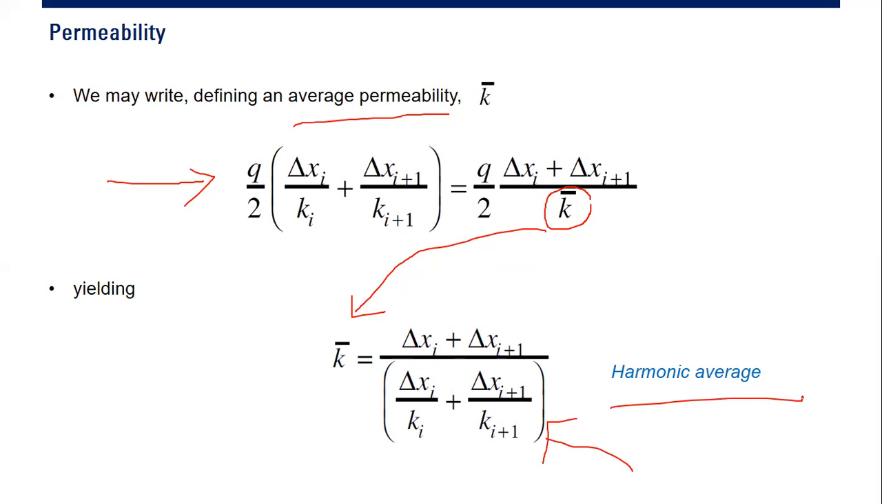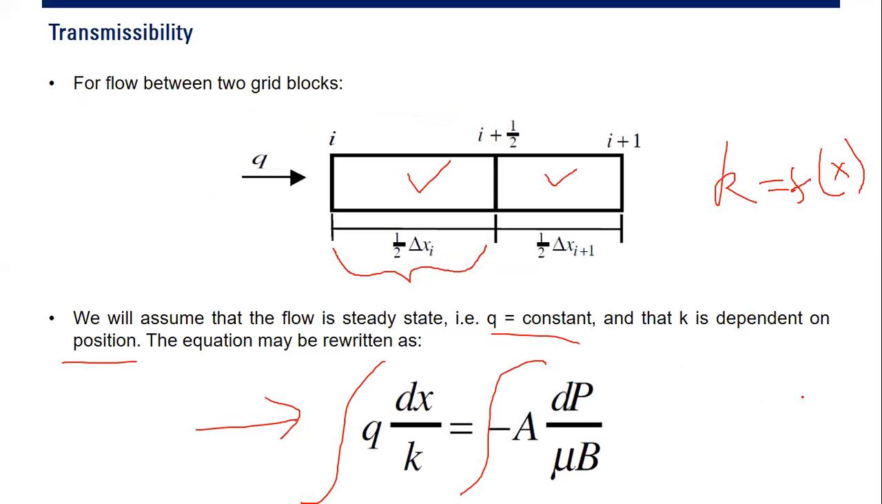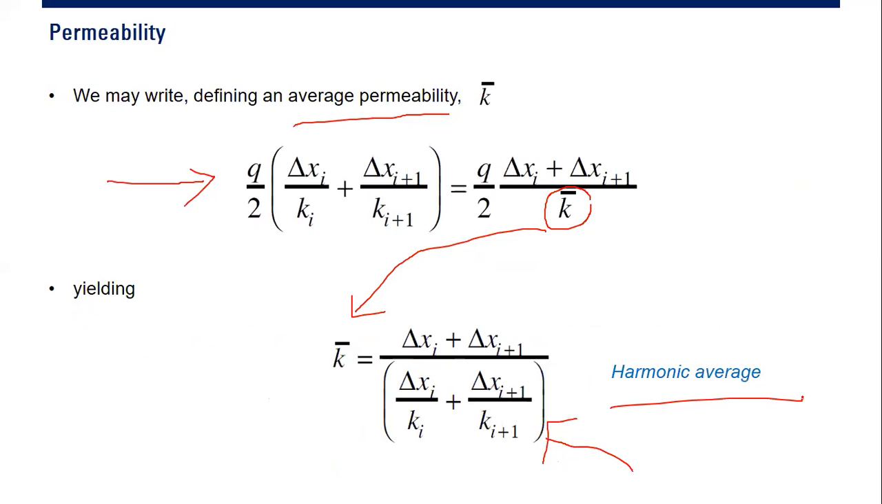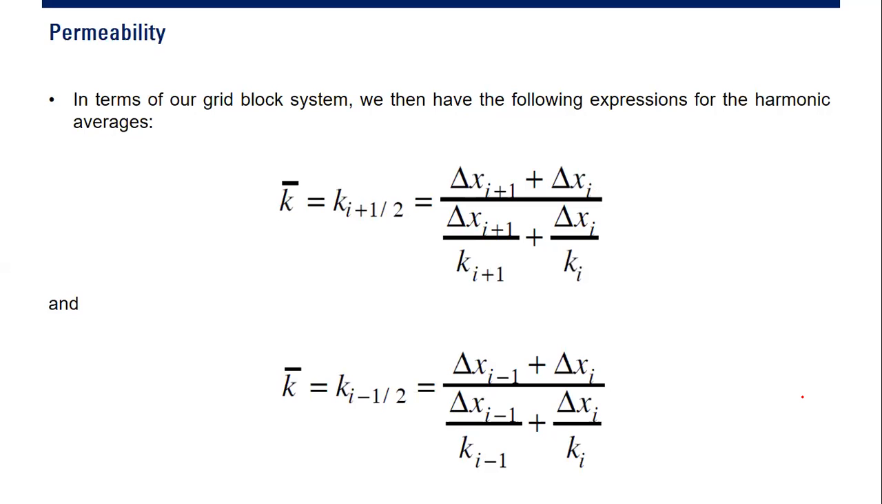Because you know that the grid size is not uniform. Karena grid size-nya tidak uniform, ada yang panjang, ada yang pendek, ada yang tebal, ada yang tipis. So the best method to average is using harmonic average. That's why we have this average permeability. In terms of our grid block system, we then have the following expression for the harmonic average.